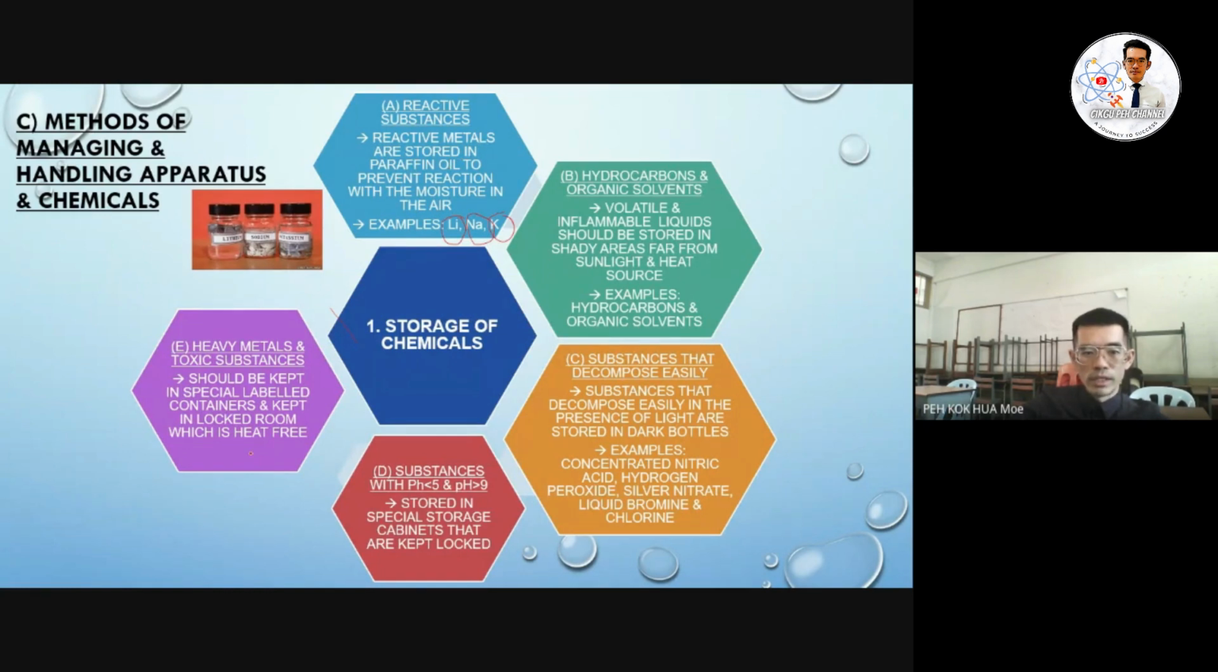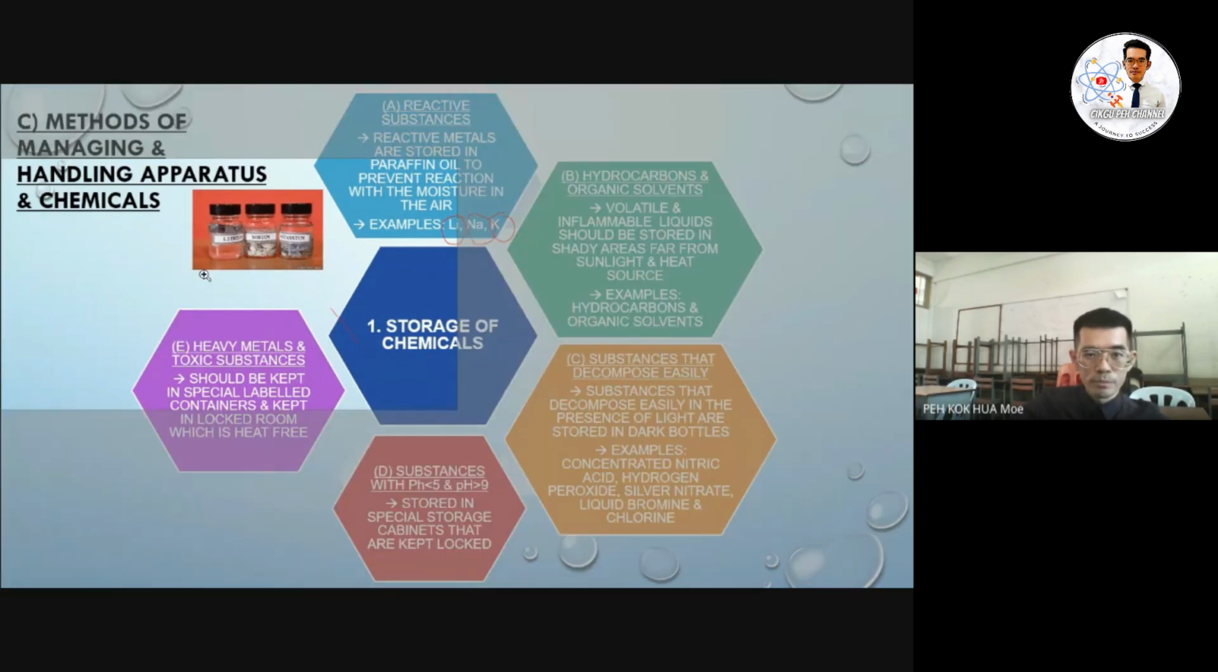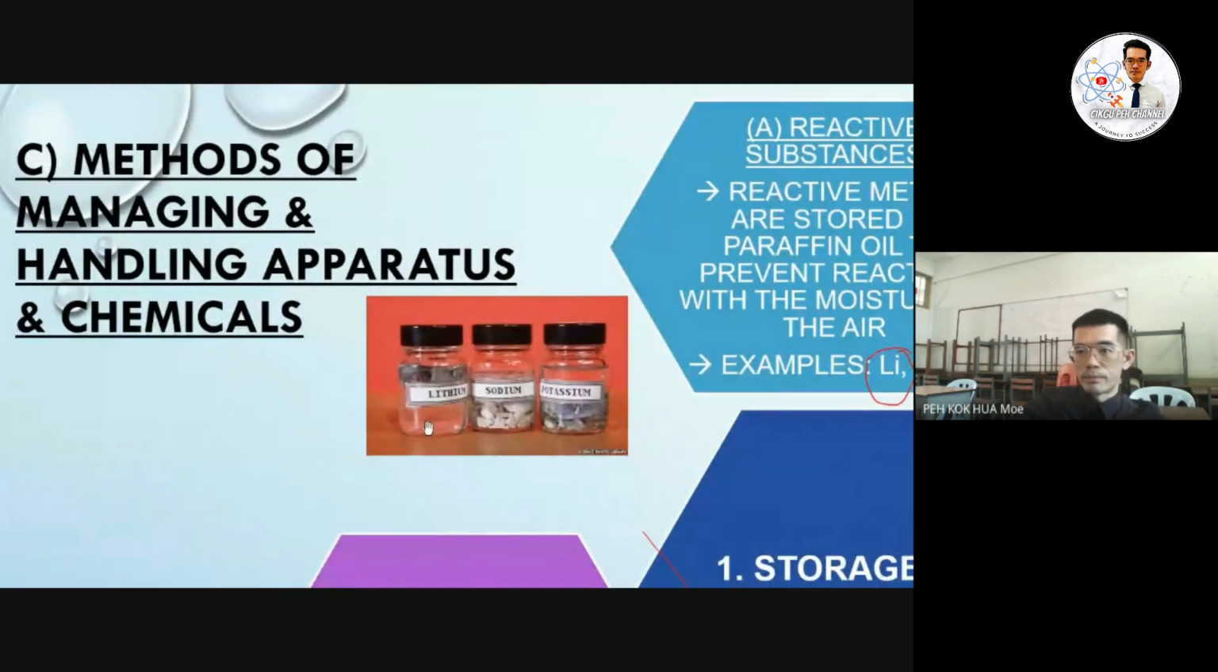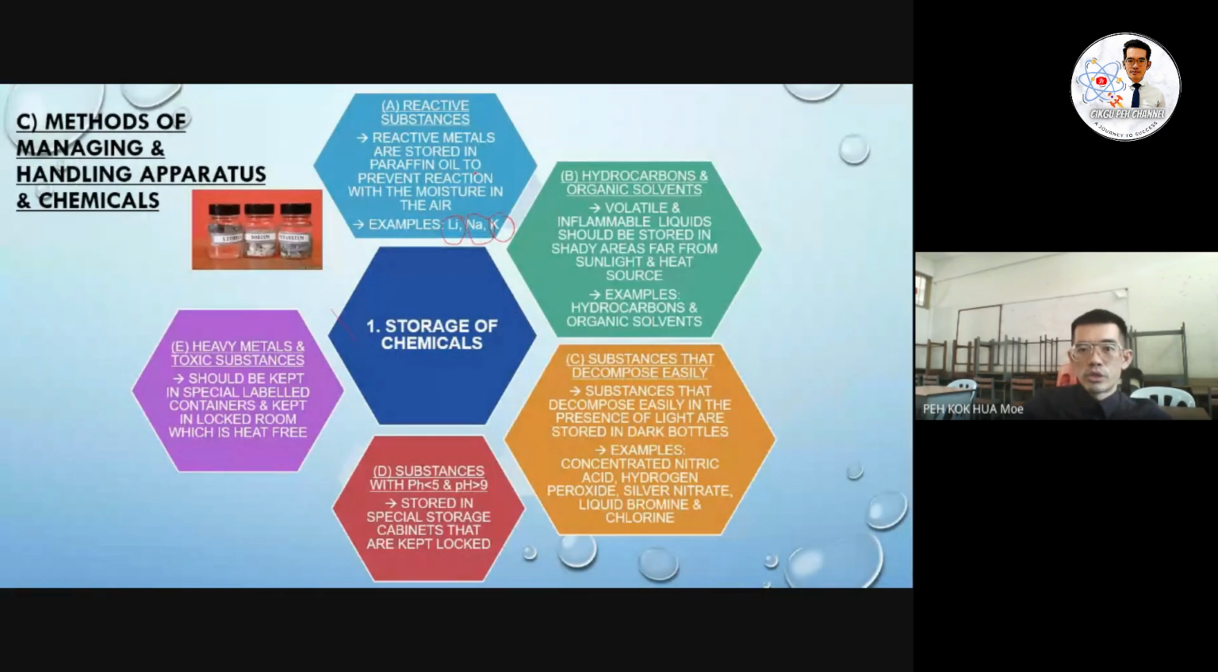You can look at the figure here. There is paraffin oil inside the bottle together with the reactive metal. This is to prevent reaction with the moisture in the air, because our air contains oxygen, so oxidation can cause the reactive substance, such as lithium, to react. So it must be stored in paraffin oil.